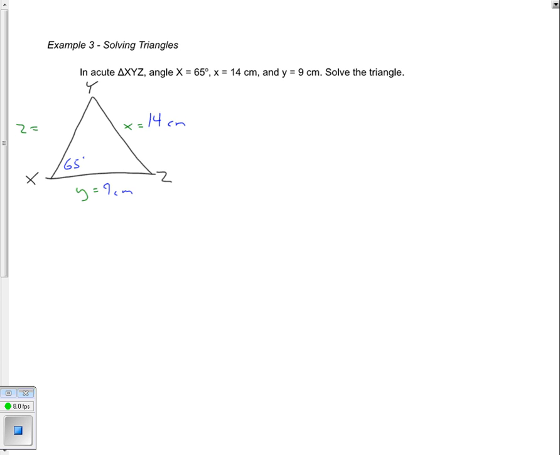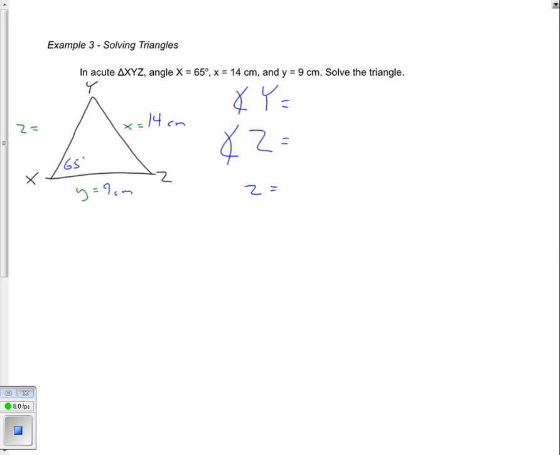Okay, and now it's telling us to solve the triangle. So what am I missing? Well, I'm missing a couple of things. I don't know what angle y is. I don't know what angle z is. And I also don't know the length of z. Okay, so those are the three things that I am missing. Those are the three things that I need to use to try and solve this particular problem. Okay, and if I can do that, then I'll be in good stead.